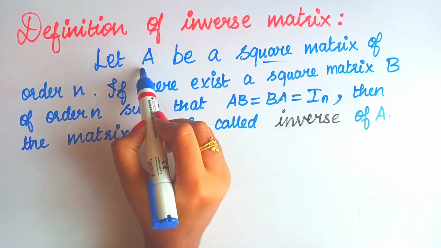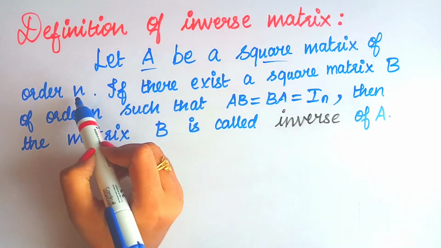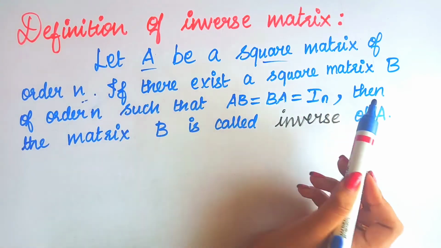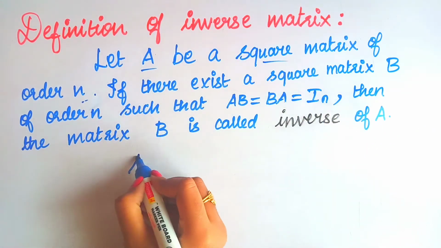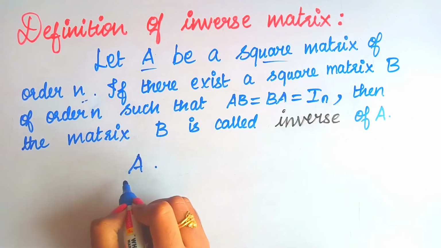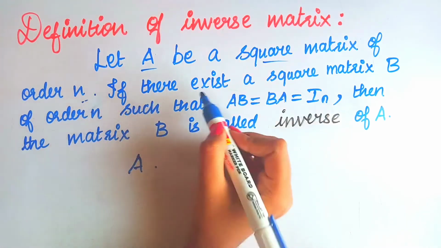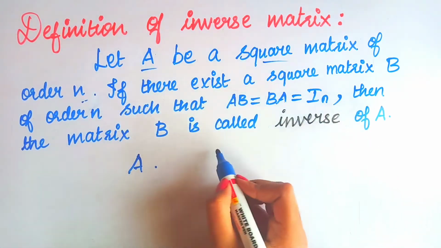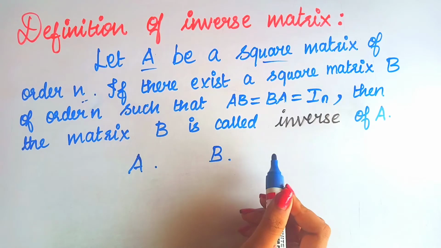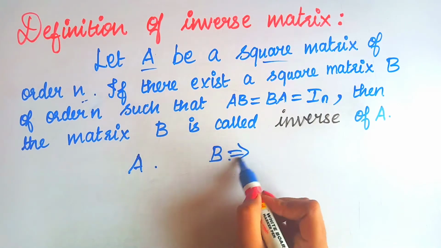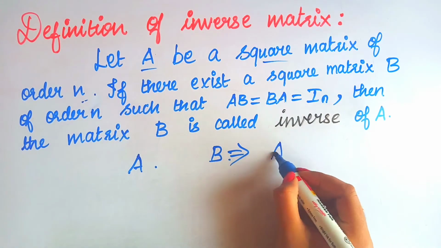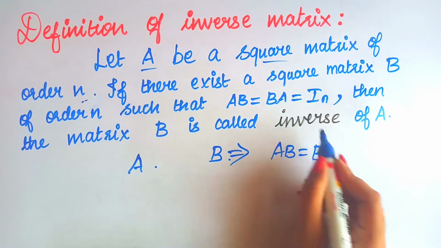So they are given a matrix A of order n. If there exists a square matrix B, so they have already said there exists a matrix A, and if there exists a square matrix, there will be another matrix B of order n such that AB is equal to BA is equal to I_n.